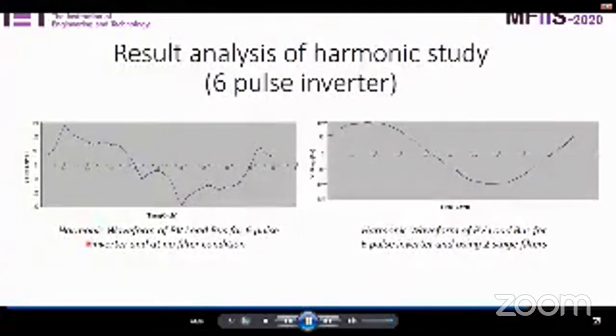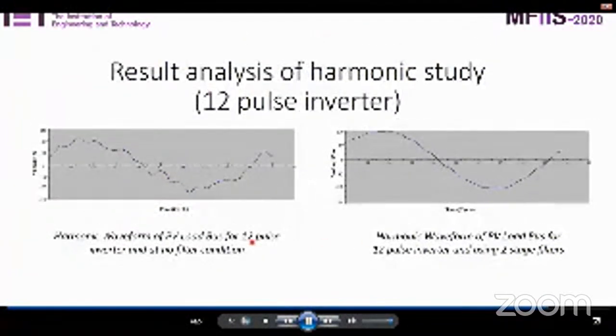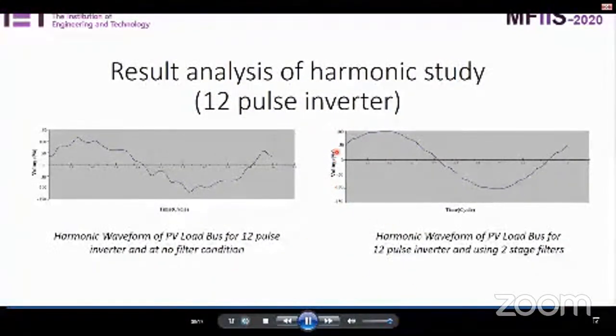This is the harmonic waveform of the PV load bus for the 6 pulse inverter at normal condition, that is, no filter condition. And after using the two-stage filter, we get this type of waveform. Here, this is the harmonic waveform of the PV load bus for the 12 pulse inverter at normal condition, and after using the two-stage filter, we get this type of waveform.